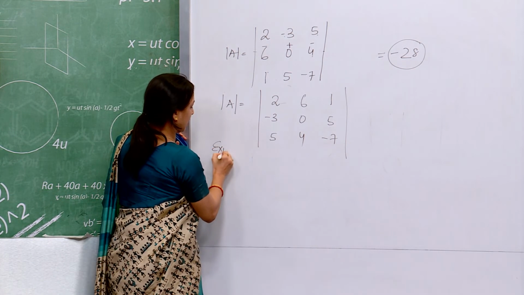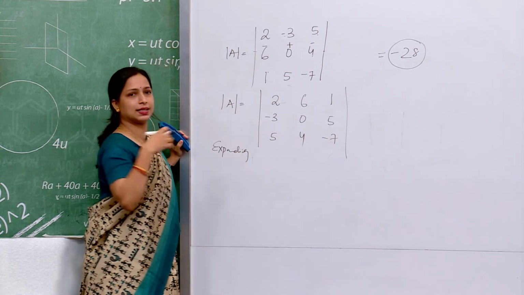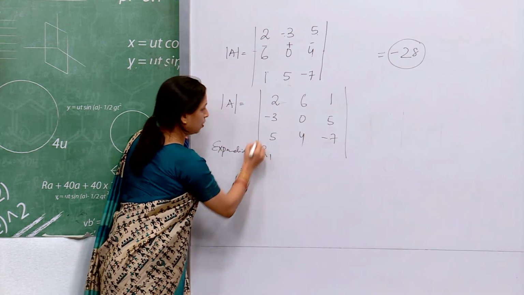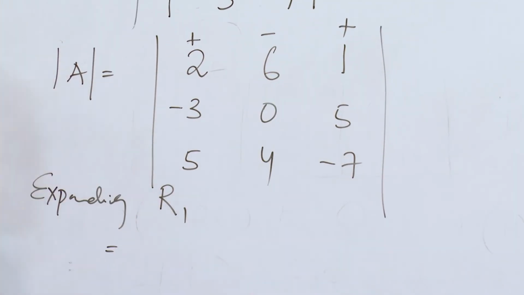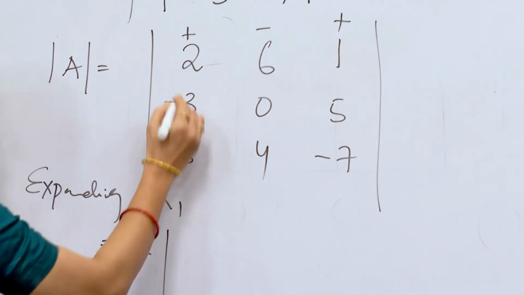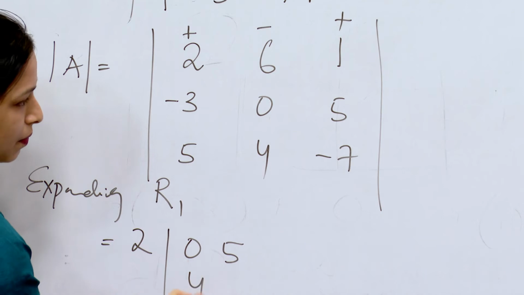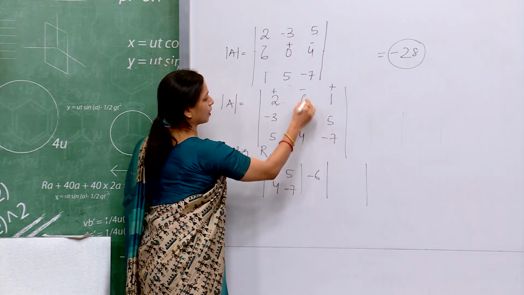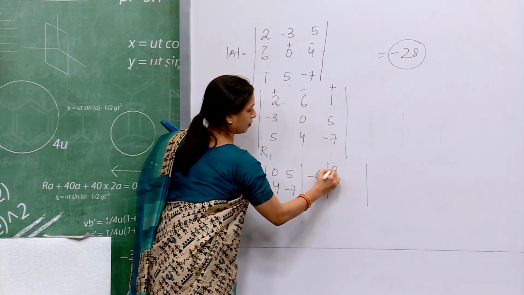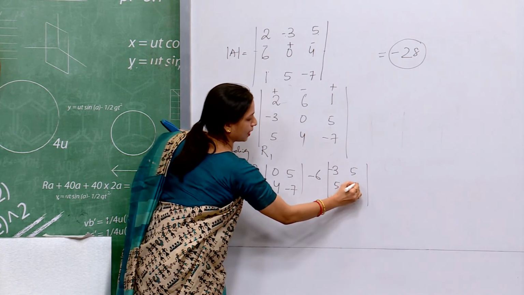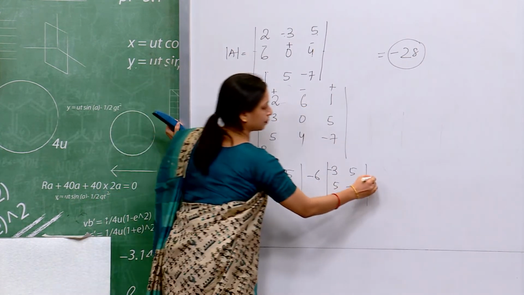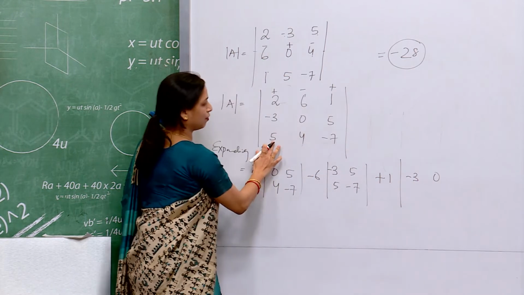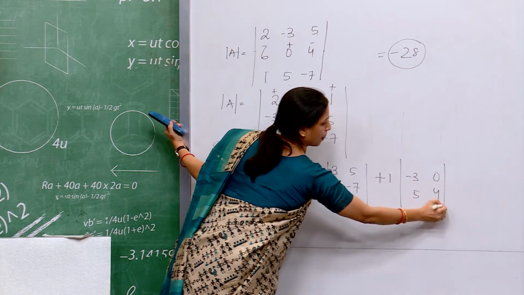Now I am expanding, let's say, which one do you want? Let's say row 1. So I am expanding row 1 and trying to find out the value of the determinant. So the positional signs are plus, minus, plus, right? So 2, again, we know this already, how to convert it to a second order determinant. Minus 6, so here 3, minus 3, 5, 5 and minus 7. Here plus 1. So this second order determinant minus 3, 0, 5 and 4. Right?